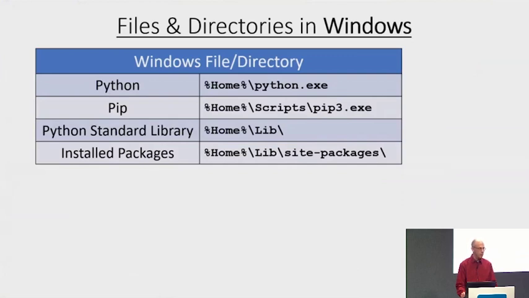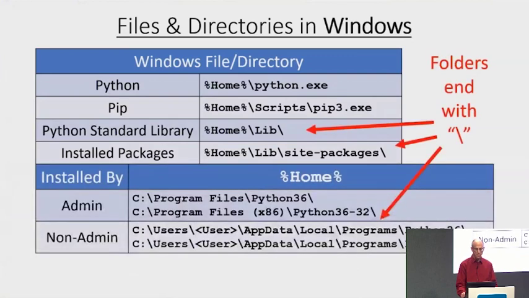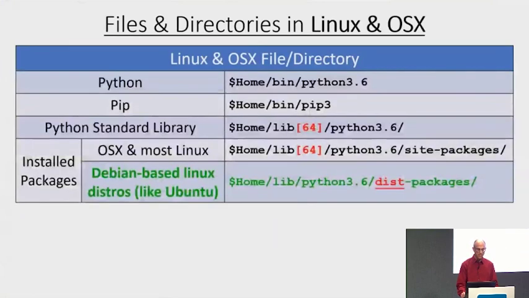Now, I have an environment variable there, home, and this is its value. The value depends on who installs Python, and also whether it's a 32 or 64-bit program. This example was done with Python 3.6, so you'll see a 3 and a 3.6. This is applicable to any Python version. Also, if you note, all the paths that are directories end with a slash or a backslash. On Linux and OS X, it's pretty similar. There are situations where instead of putting it into a lib directory, it puts it in a lib64 directory. That's what CentOS did to me.